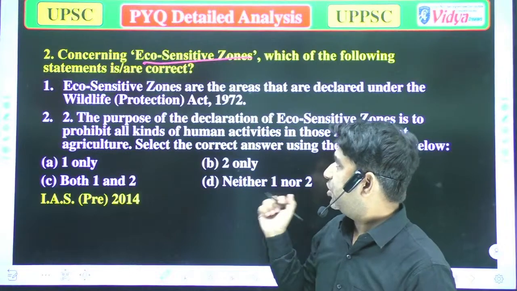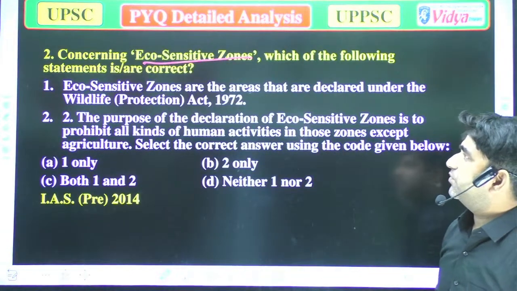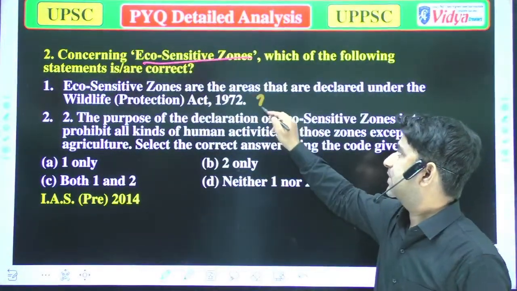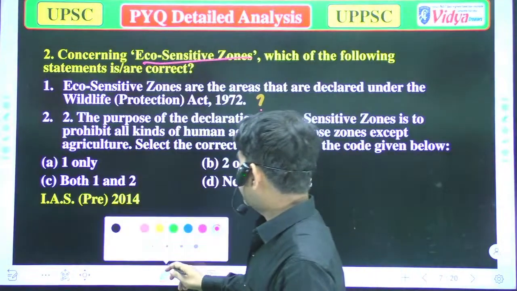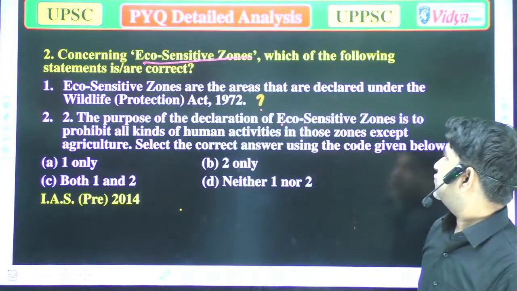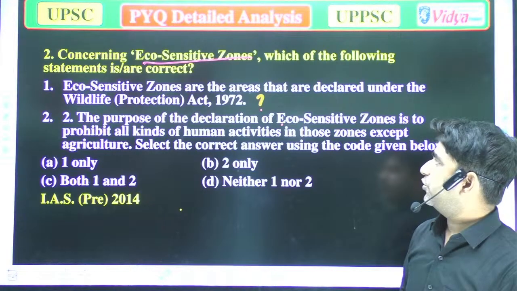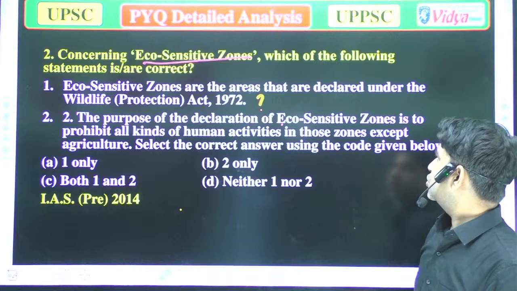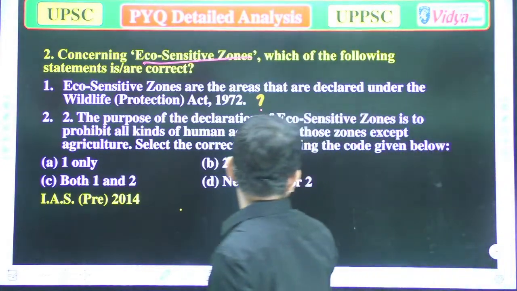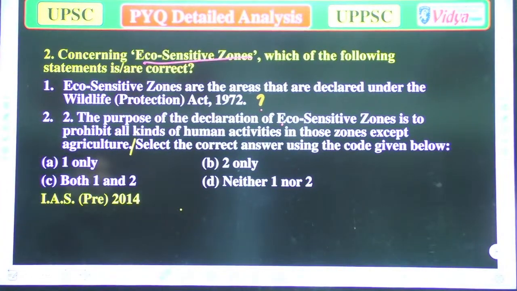Statement A, eco-sensitive zones are the areas that are declared under the Wildlife Protection Act 1972. I don't know about it. The second statement is, the purpose of the declaration of eco-sensitive zones is to prohibit all kinds of human activities in those zones except agriculture. Select the answer using the code given below.